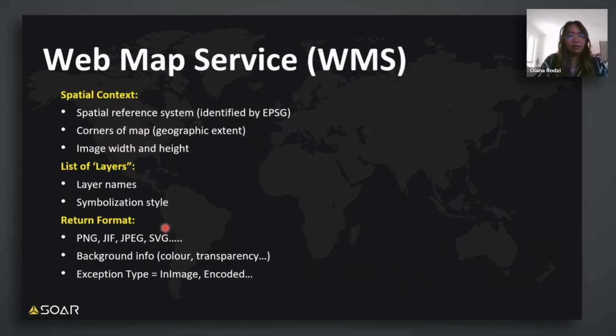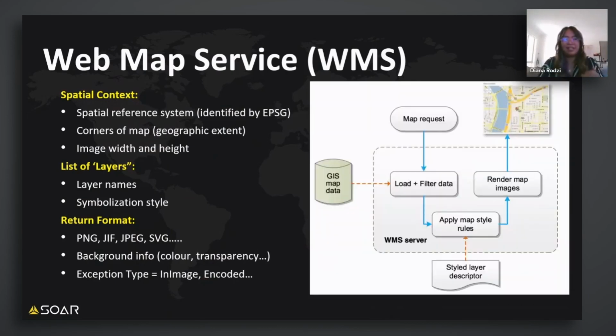So if the data has a specific way that it can be displayed, it's usually listed here. It could be in the form of a PNG or a JPEG. It'll also include other things like a background color and its exceptions, so some rules for how that information would be displayed. And here's just a map visualization of how it sort of works.